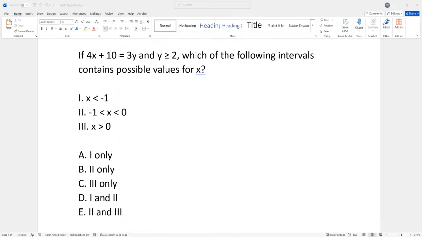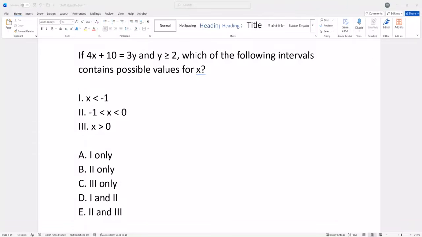All right, people, let's solve this GMAT question. The question says, if 4x plus 10 is equal to 3y and y is greater than or equal to 2, which of the following intervals contains possible values of x?